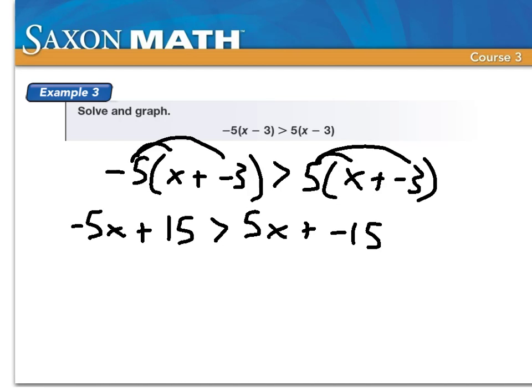Well, to solve an inequality like this, I have to get my x's on the same side of this sign right here. So basically what that means is I can't have x's over here. So I need to cancel out x's on either this side or that side. And since we like our x's on the left, I'm going to cancel out the x's on the right. So I get rid of 5x's with negative 5x's.